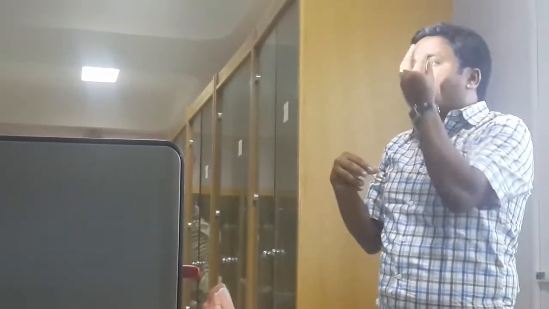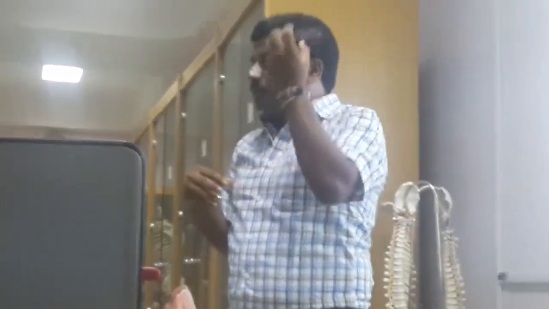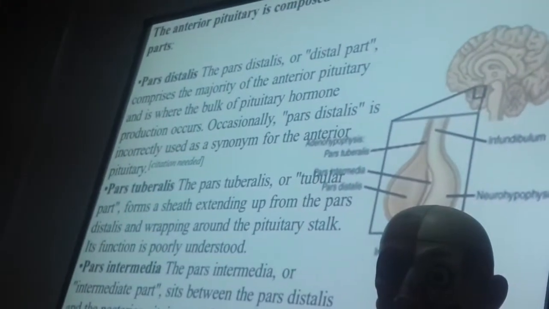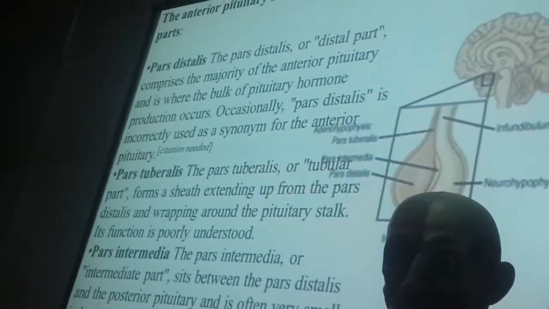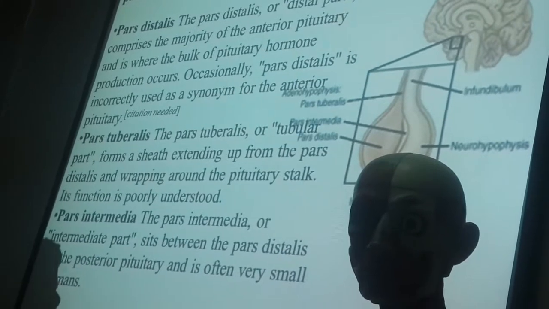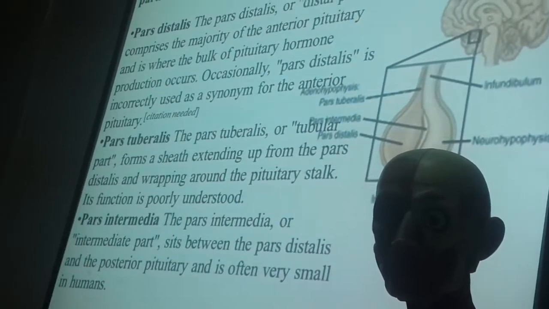Somatic ectoderm from the stomatodium. Clear? So developmentally also they are different. Functionally also they are different. What is that pouch we call as? Rathke's pouch. So development of the pituitary. Try to remember. So now we go to the individual part.